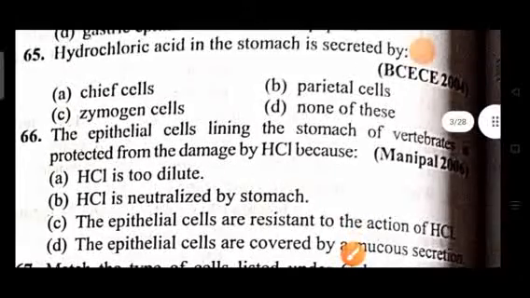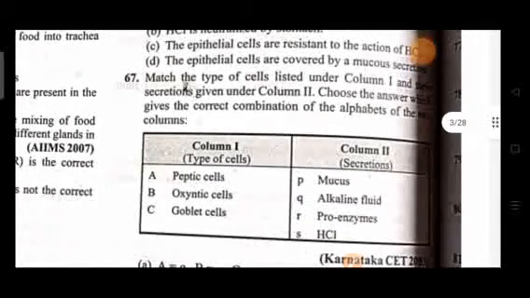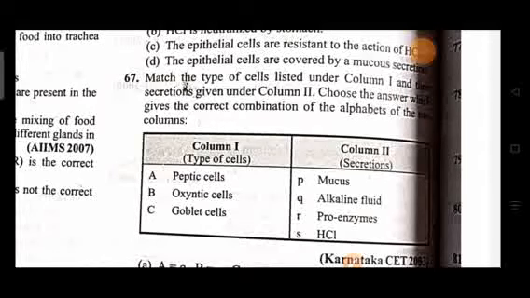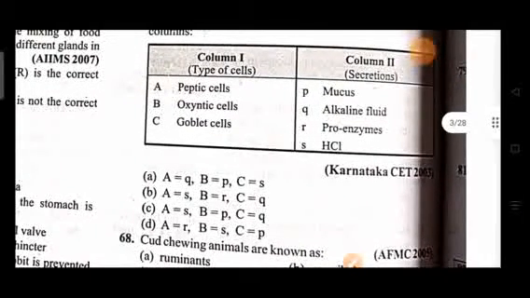Next, 67th question, which is a matching type of question. Peptic cells, oxyntic cells, goblet cells; mucus, alkaline fluid, proenzymes, and HCl. This is a Karnataka CET question. There are four options, and you need to select the one where the three matches correlate. Peptic cells, oxyntic cells: already you know that they produce HCl. Oxyntic cells, HCl. So B is yes.